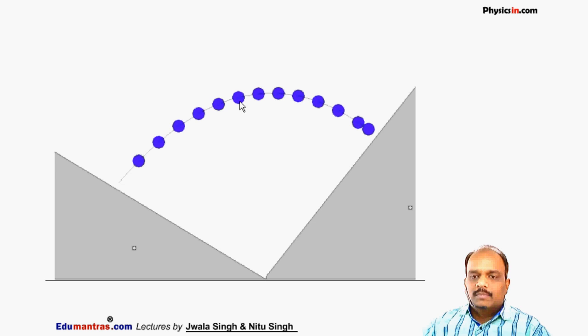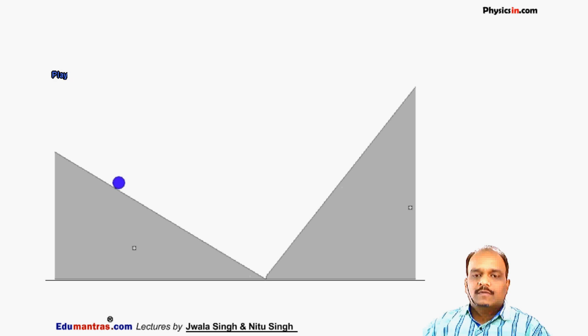These are the two inclined planes. The angle of inclination here is 30 degree, here it is 60 degree. A particle is projected from here perpendicular to this inclined plane. See the motion of this particle. It strikes this inclined plane.